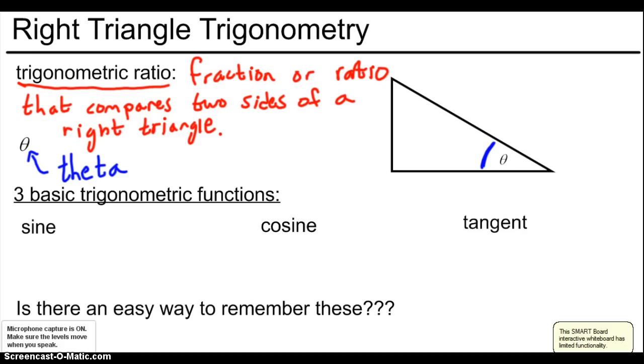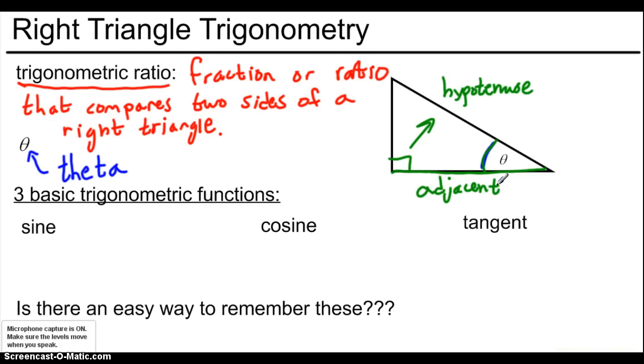The next thing we need to know is what we call each of these sides. The longest side of any right triangle, across from the right angle, is called the hypotenuse. But what about the other two sides? Well, the side that is next to our angle theta is going to be called the adjacent side, A-D-J-A-C-E-N-T, because adjacent means next to. And the side that is across from our angle theta is going to be called the opposite side, O-P-P-O-S-I-T-E, the opposite side, right there. Now, we know what to call the sides.